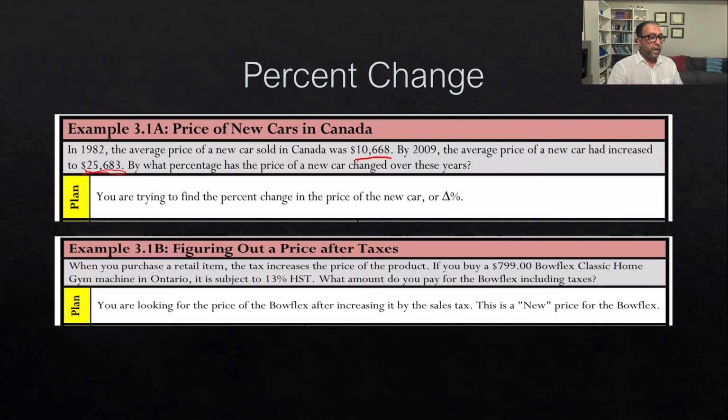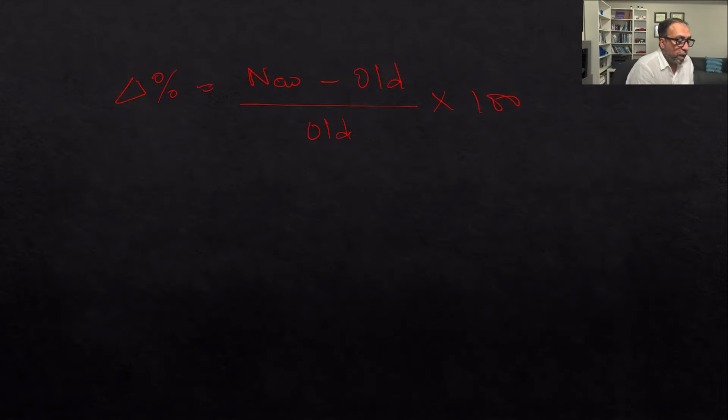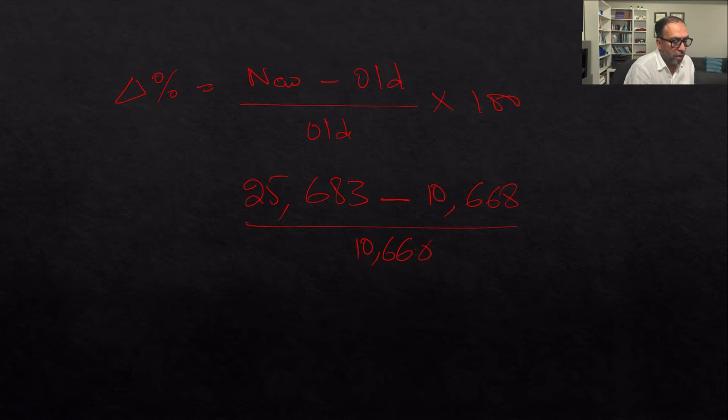So if I take you back, we see here that the new value is 25,683 minus the old value, 10,668, divided by 10,668, times 100, and this way if you calculate it, you will get a percentage change of 140.748%.